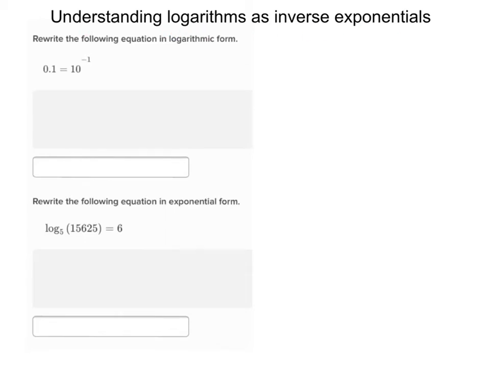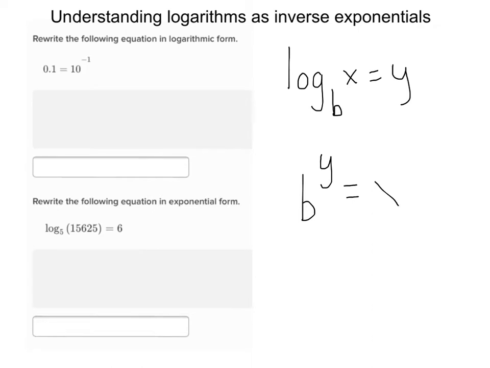And so what they're trying to get you to understand is that if I have the log base b of x equals y, that's the same as b to the y power equals x. Okay, those are the same. So notice I just took the b, raised it to the y power, and set it equal to x. Well, if they give me this, I need to be able to take this and turn it back into that.